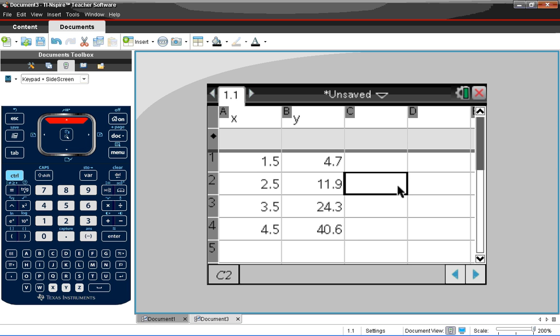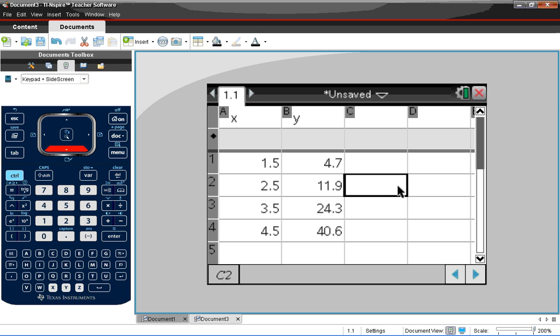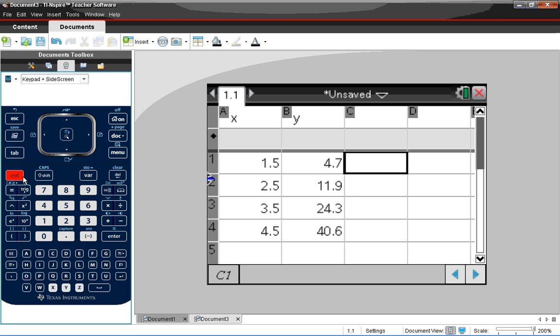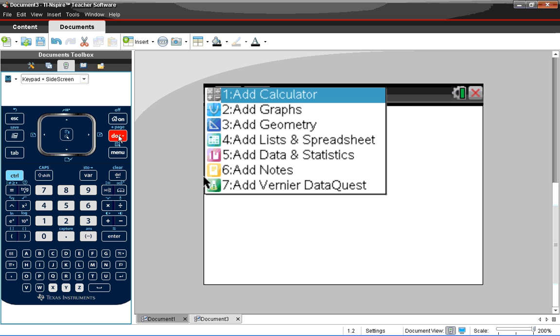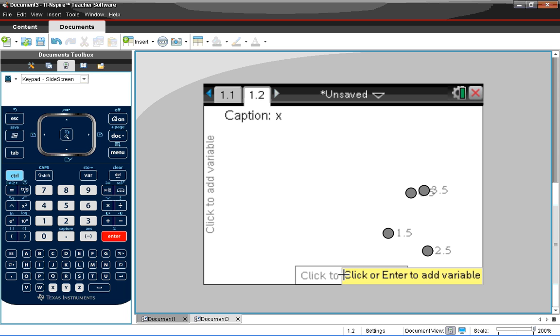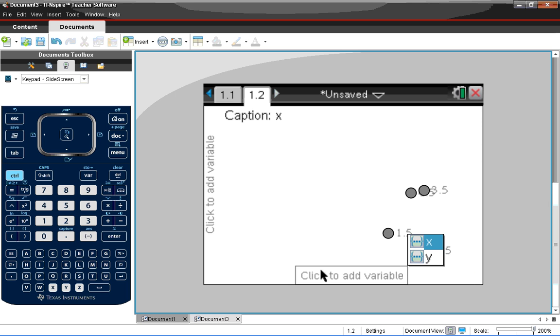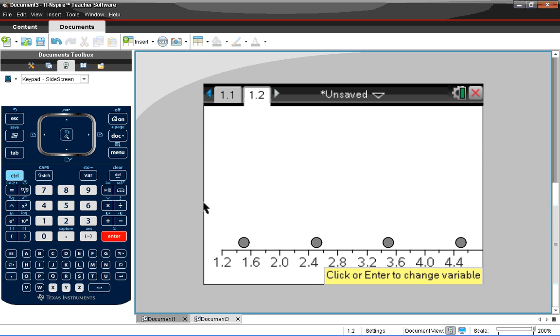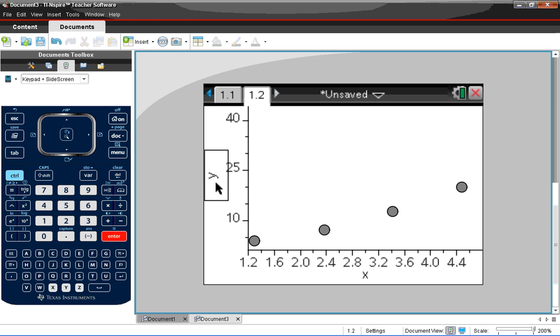Now that I have my values typed in, and make sure you've got your columns labeled and all of your values are entered, I'm going to add a new page. I'm going to go to Control, Doc, because above Doc it says plus page, and I'm going to add data and statistics. You'll get some kind of dots all over your screen. At the bottom I'll click and choose X, and on the left I'll click and choose Y, and you can kind of see the curve of a parabola there.